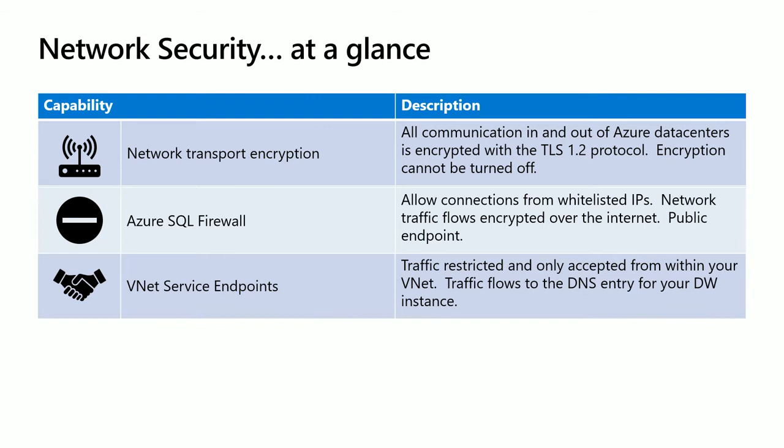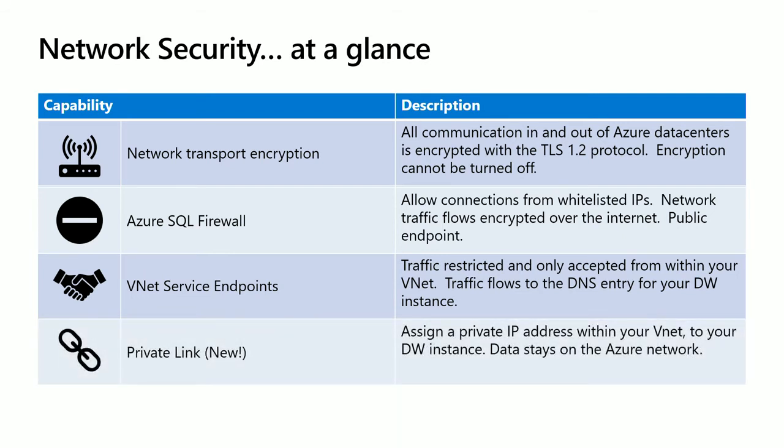VNet service endpoints, so traffic is restricted, the packets are uncapped and only accepted from the ACLed VNet. Traffic flows through your DNS entry point all the way into your DW instance. And then last, like I'd mentioned, Private Link being new, announced for public preview here at Ignite. So the ability to assign a private IP address within your VNet to a DW instance. Here, all of your data and your network traffic is staying on the Azure network.